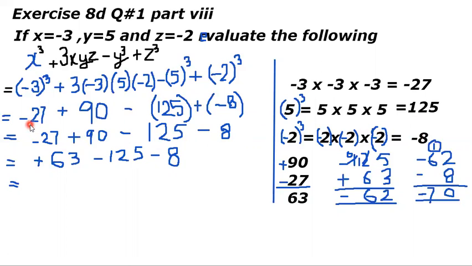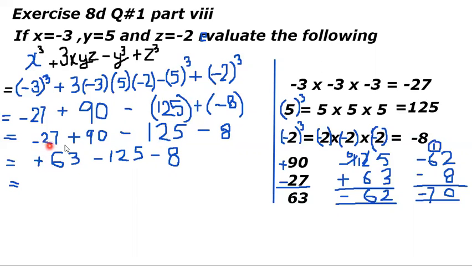Okay, negative 27, positive 90, negative 125. In this step, we are removing the parentheses. When we remove the parentheses, 125 has a positive sign, and when we multiply negative by positive, it gives us a negative sign. Similarly, in this step, when we remove the parentheses and multiply a positive sign with a negative sign, it gives us a negative sign.